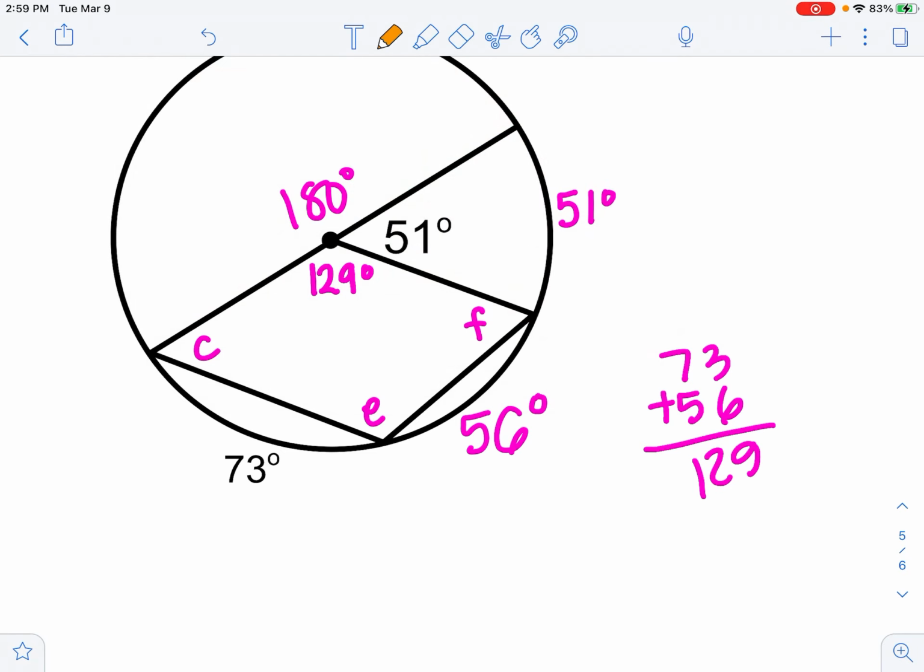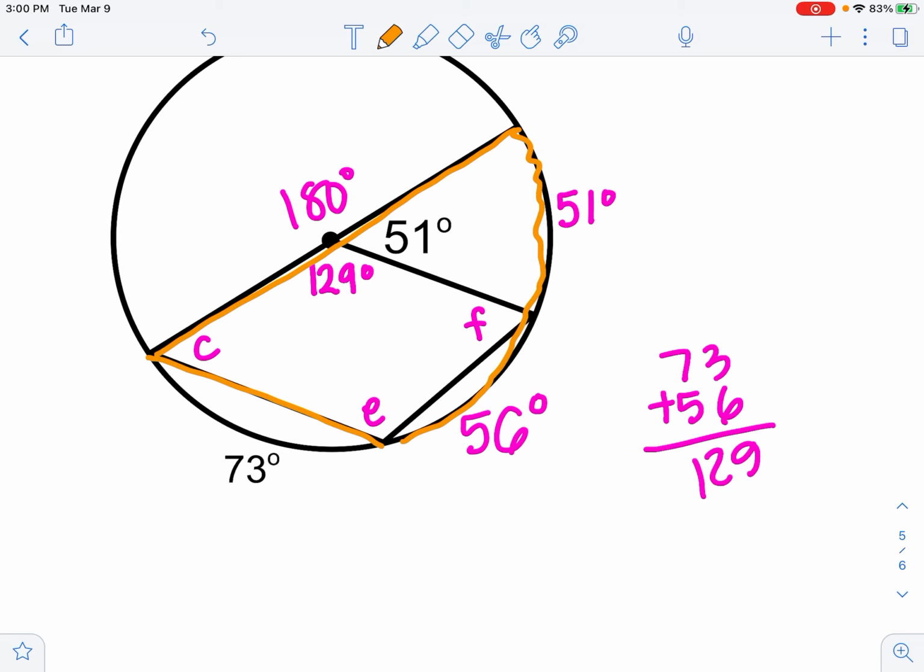Okay, so now I have to try to get C, E, and F. If you look at C, E, and F, they're all inscribed angles. Their vertex is on this circle, right? So I have to see how I can find them. I'm going to start with angle C. I'm going to trace it. If you look, that's an inscribed angle. I need to know its intercepted arc. So its intercepted arc is that 51 and 56.